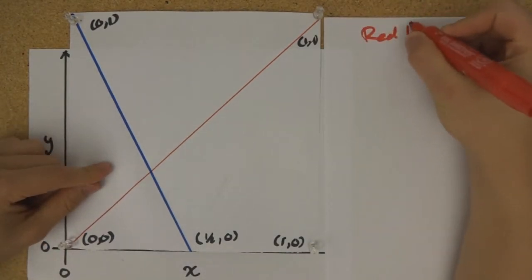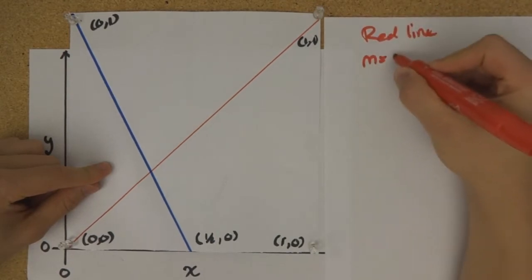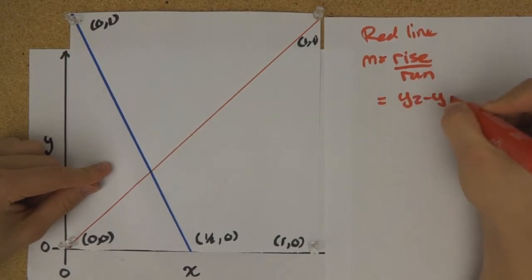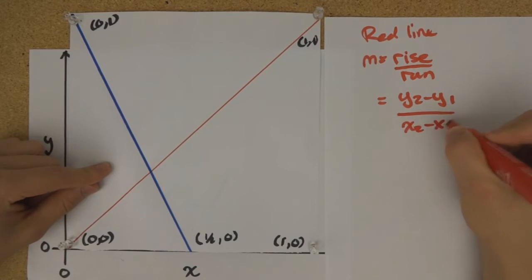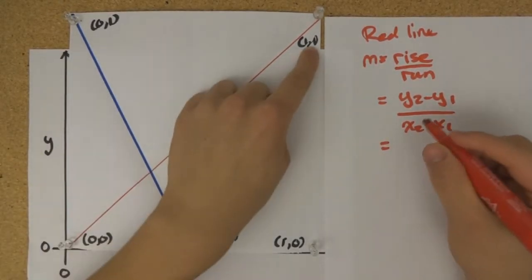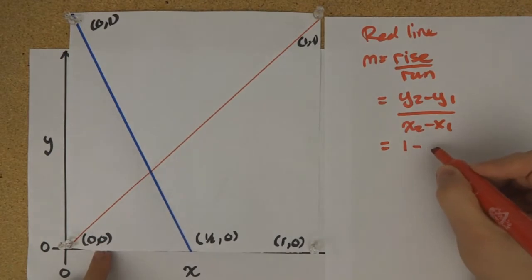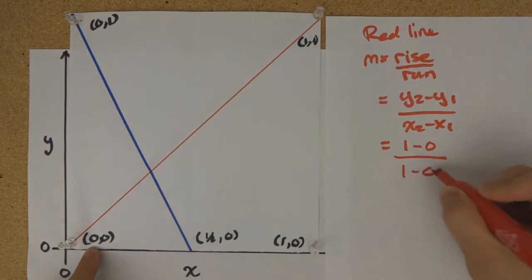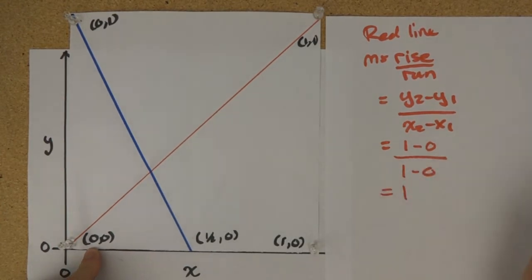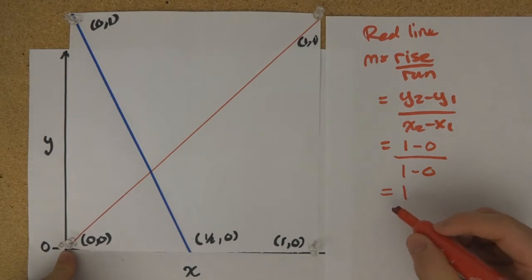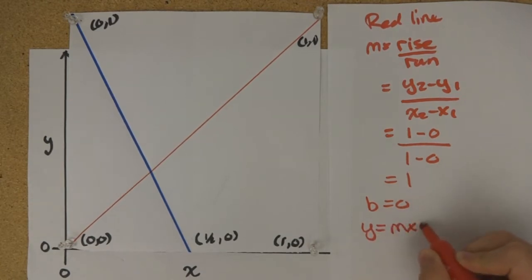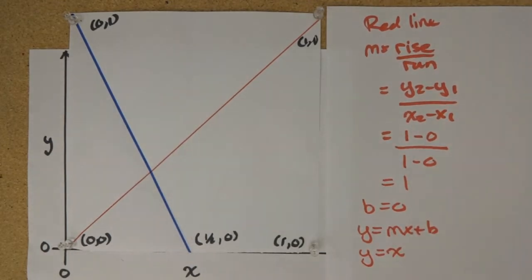So starting off with the red line, we know that our slope is equal to rise over run, which mathematically is y2 minus y1 over x2 minus x1. Our y2 point here is 1, and our y1 point is 0. Our x2 point here is 1, and our x1 point here is 0. So our slope is equal to 1. And we see that the intercept here is just 0. So our equation y equals mx plus b is really just y equals x. And that defines the red line.